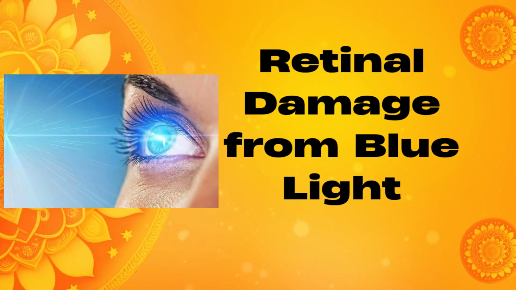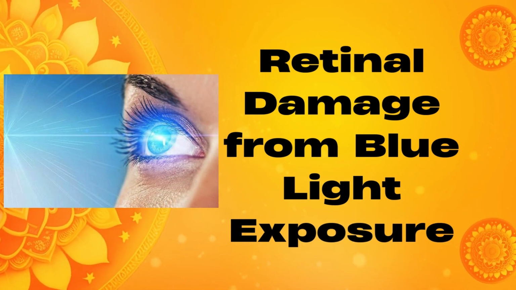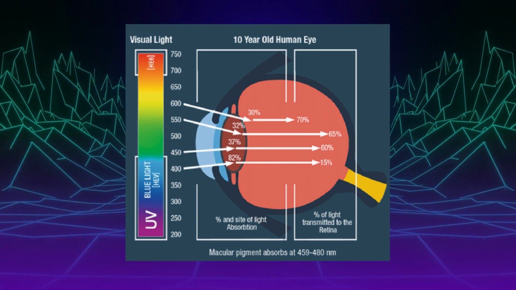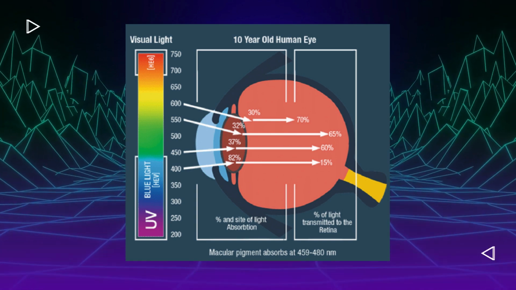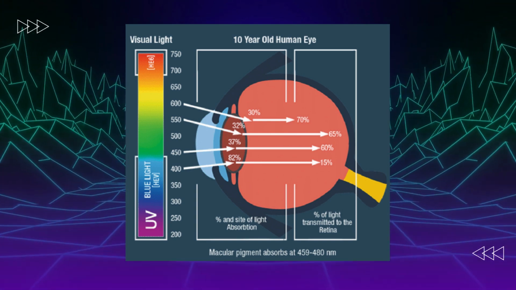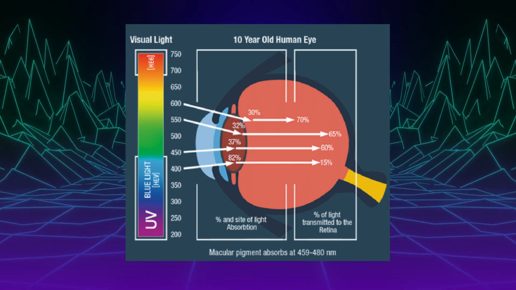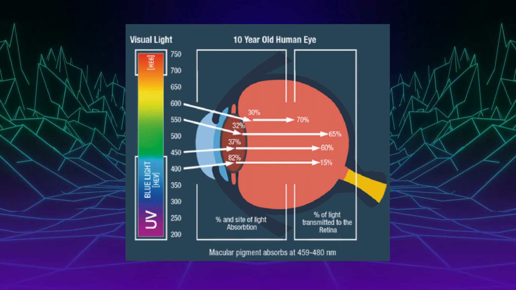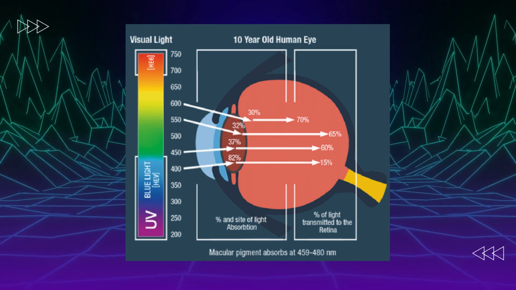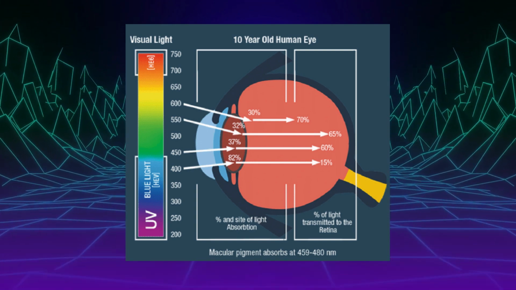Okay, so now we're moving on to our next defect, which is retinal damage from blue light exposure. So you see a diagram over here. Now we're going to explain this diagram in relation to the retinal damage due to blue light. The diagram basically shows how different wavelengths of light interact with the eye's structures, and it focuses on blue light's absorption and transmission. In the visual light spectrum, you can see that visible light spans from approximately 300 nanometers, so that's violet, to 750 nanometers, so that's red.